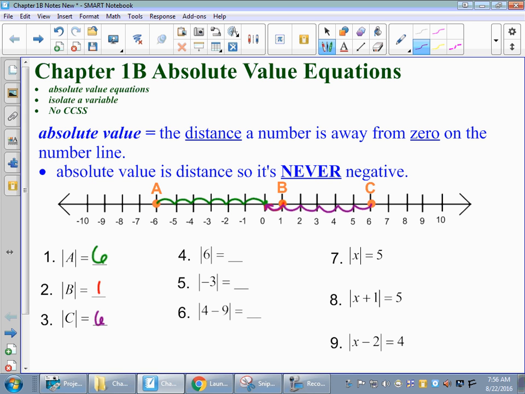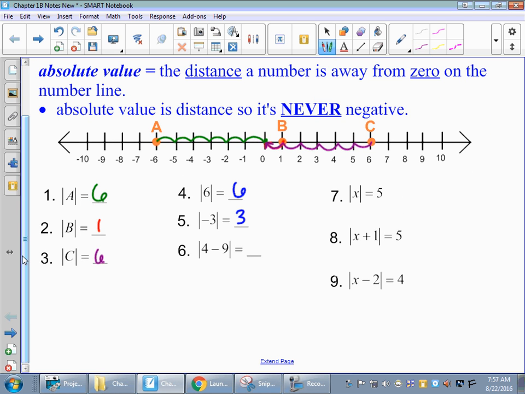Number 4, I guess, is just a repeat, is 6. The absolute value of negative 3 is asking how far is negative 3 away from 0, which is 3. Number 6, we've got to do a little bit more math before we can answer the question. It didn't really say an actual number on the number line. It gives you an expression. So we first simplify the expression. 4 take away 9 is negative 5. And now we can say that the absolute value of negative 5 is 5 units, because negative 5 is 5 units away from 0 on the number line.